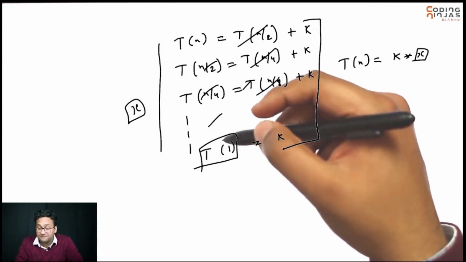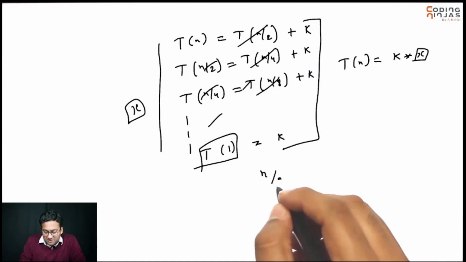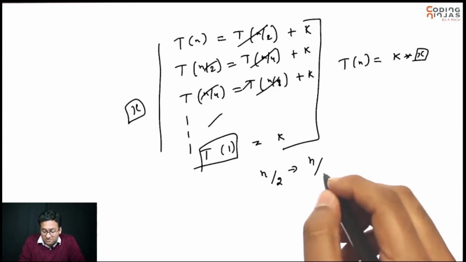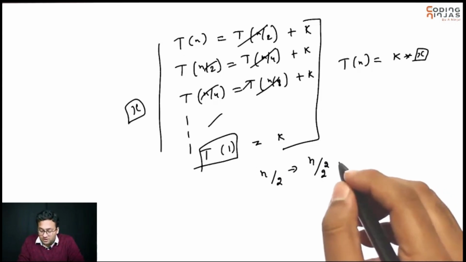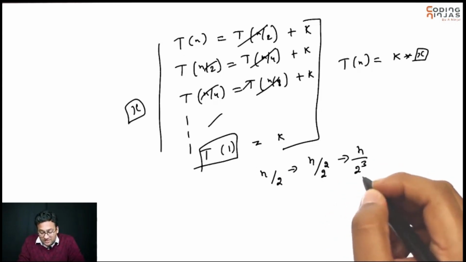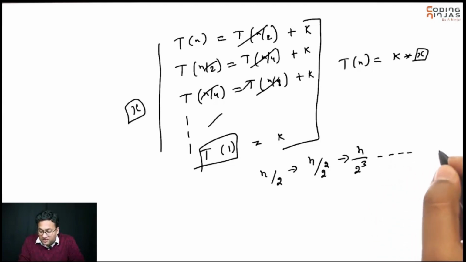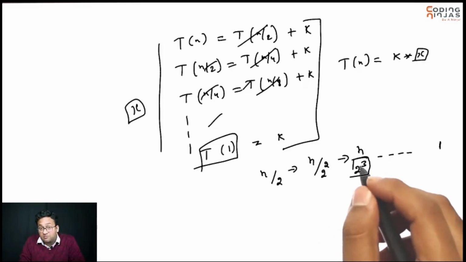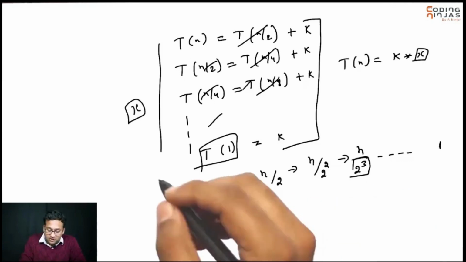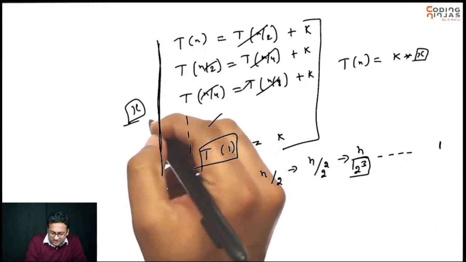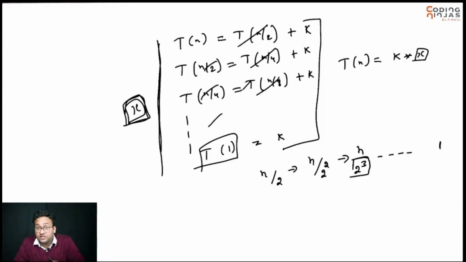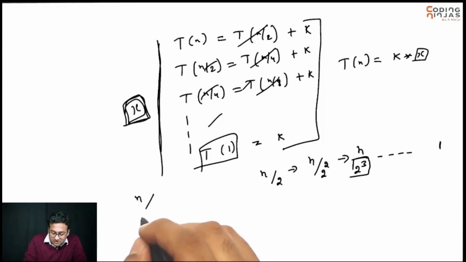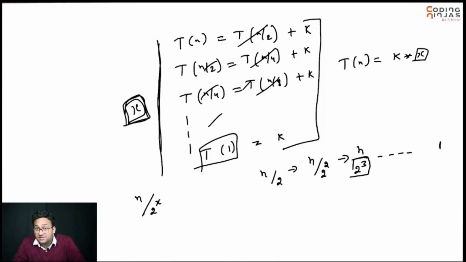So how many equations do we have? After one equation it became n by 2. After the next equation it became n by 4, which is n by 2 square. Then it became n by 2 cube, that is n by 8. Then eventually it became 1. So after 3 equations it was n by 2 to the power 3. So if you are taking x times to reach 1, that basically means n by 2 to the power x is equal to 1. That's what it has to be.